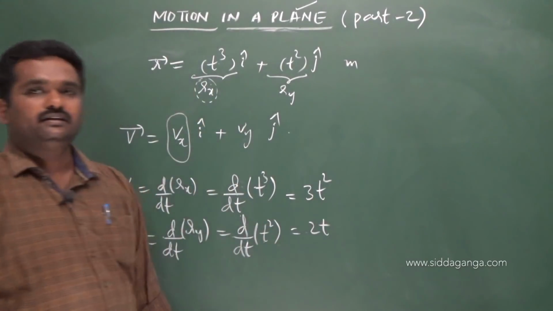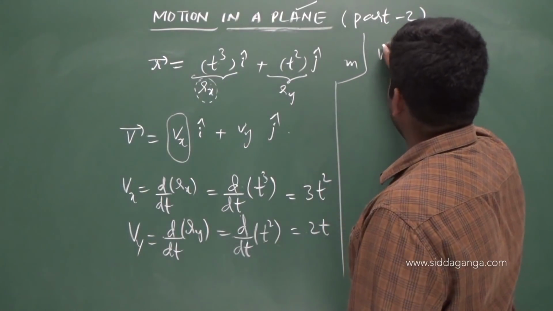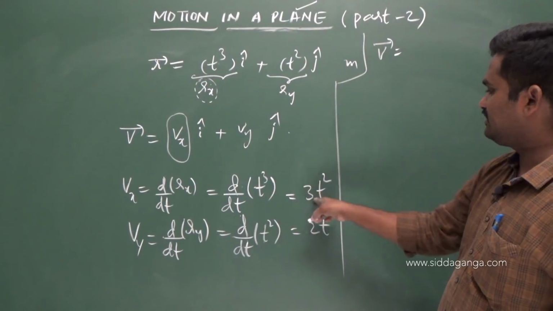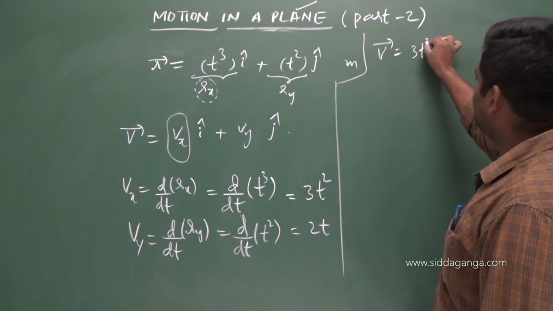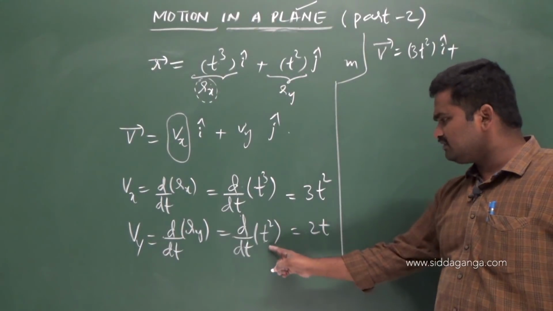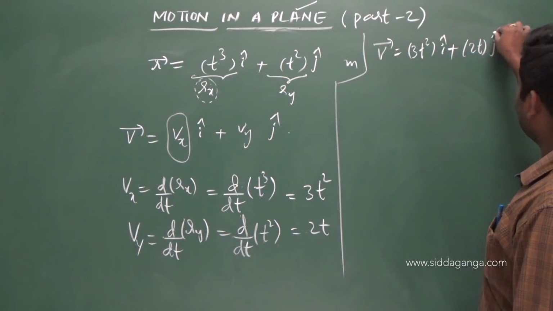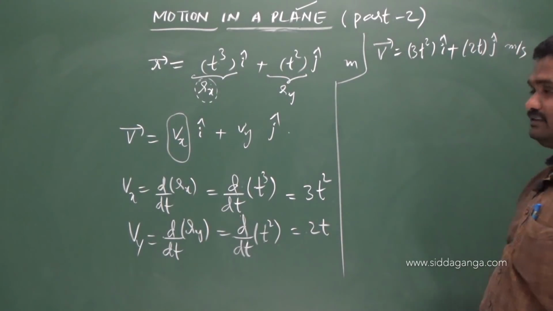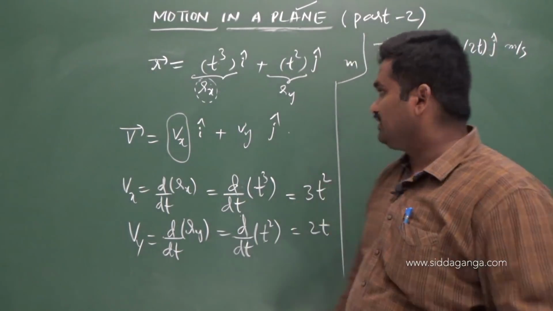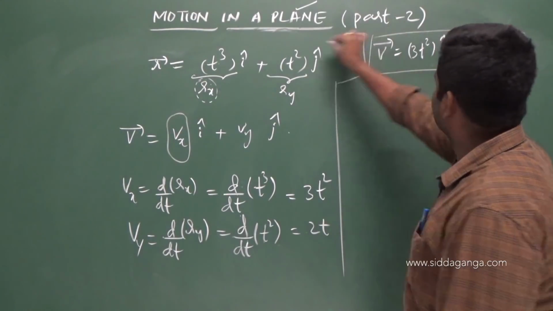Now, if I am supposed to write the value of velocity, v bar will be equal to, see, Vx value is what? 3t square, so this is 3t square into i cap, plus, what is the value of Vy? We got 2t, so that means 2t into j cap, so many meters per second. That is how we need to write velocity, how it varies with respect to time. This is the velocity equation.